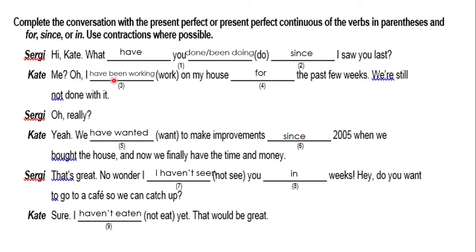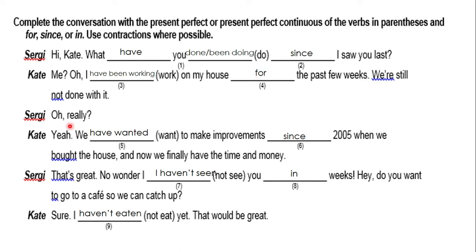"Oh, I have been working on my house for the past few weeks. We're still not done with it." Como dice we are still not done with it, quiere decir que la actividad todavía no se termina, continúa en el presente. Yeah, so that's why we are using present perfect continuous. And for duration of time.